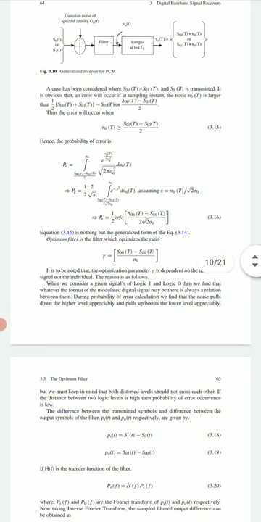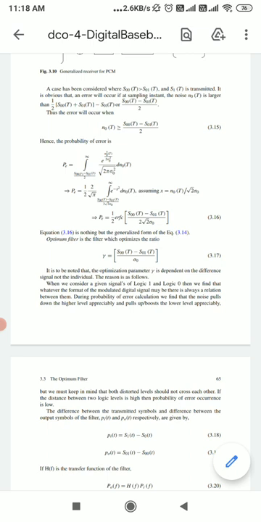here what we are saying is that an error will occur when N0(t) is greater than or equal to (S01(t) minus S02(t)) upon 2. Here we are taking the S0 and S1 symbols.